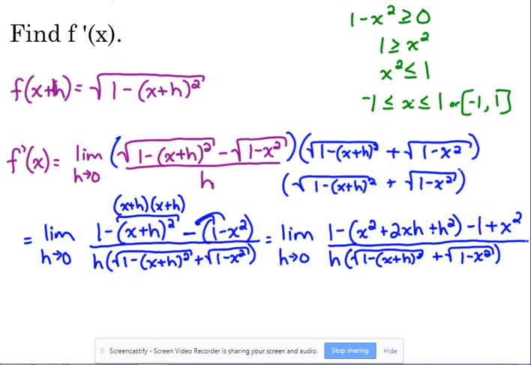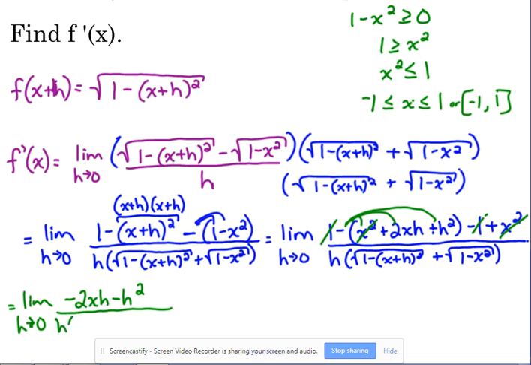All right, let's see what we can cancel. We've got a 1 minus 1 here. And if we distribute this negative, hopefully y'all will be okay with me doing that without showing the steps. So we've got negative x squared plus x squared. So let's see what we've got left here. We have a negative 2xh. Okay, make sure you get that negative. And a negative h squared. And that's all in the numerator. And then we've got our denominator. Still hasn't changed.